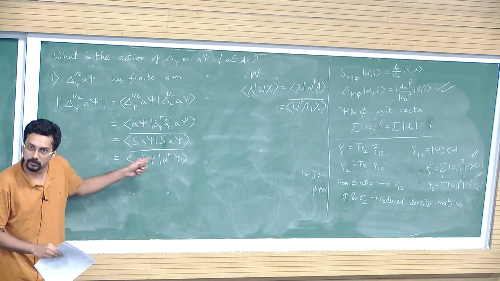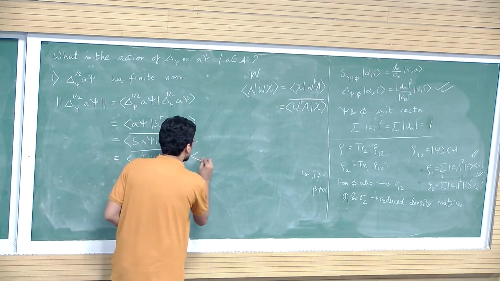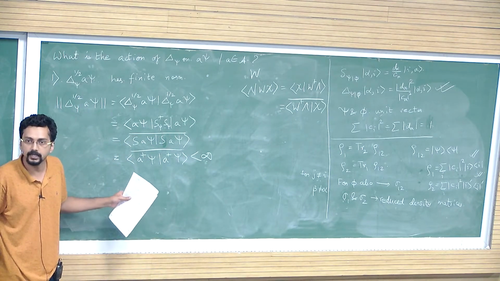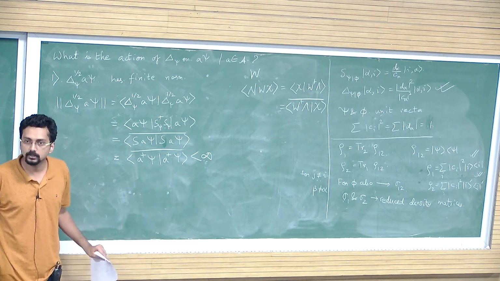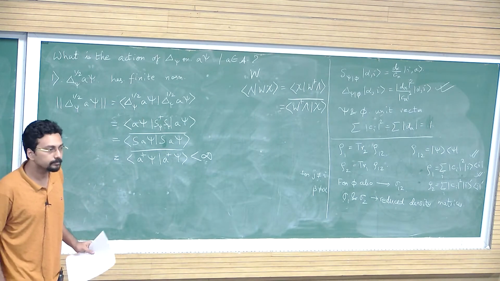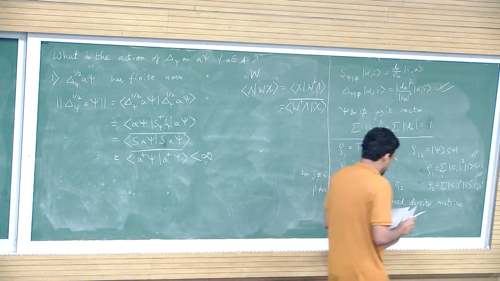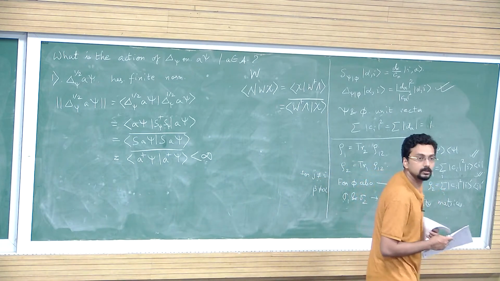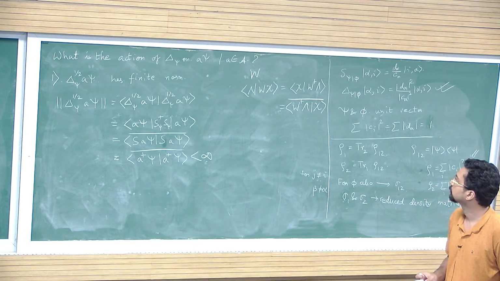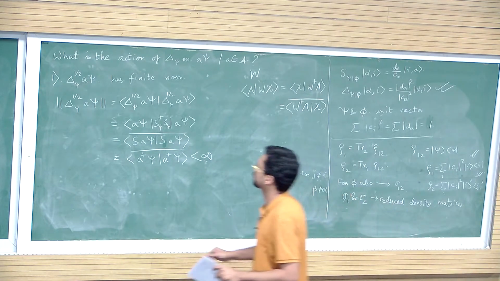But these were part of your Hilbert space. You originally started with something bounded and nice vectors. So this is finite norm. Okay? Yeah, it's actually a square. You have to take the square on the left side. But that doesn't really matter.